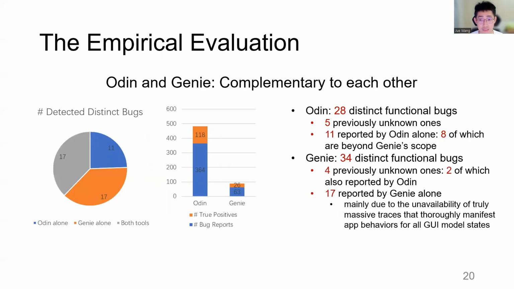The results demonstrate that Odin and Genie are complementary to each other. Specifically, Odin reported 28 distinct non-crashing functional bugs, 5 of which were previously unknown. On the other hand, Genie reported 34 distinct functional bugs, 4 of which were previously unknown. 2 of these 4 previously unknown bugs reported by Genie were also reported by Odin. Additionally, we found that 17 bugs were reported by both tools, where Odin reported 11 bugs that are beyond Genie's scope.